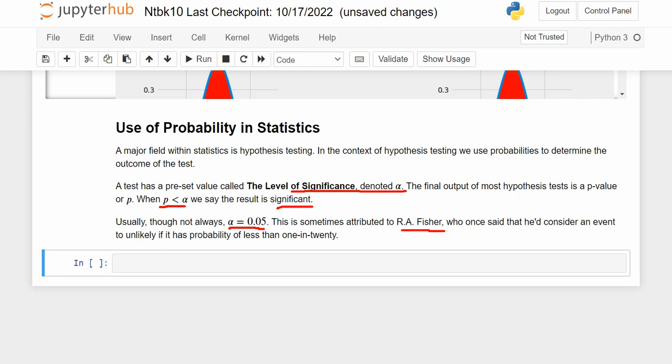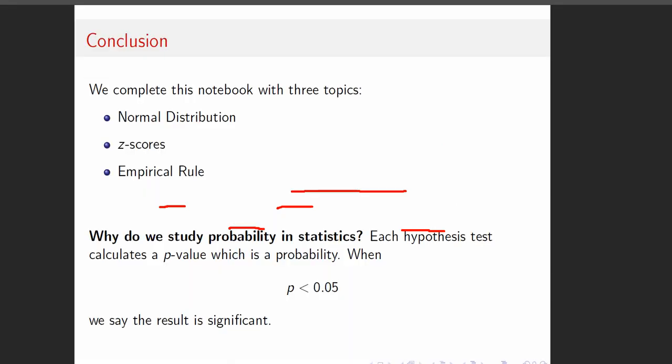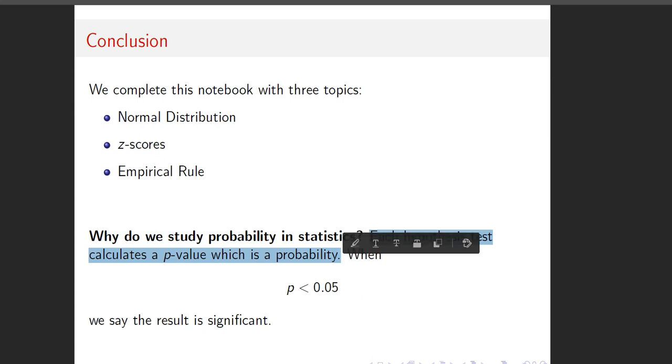Okay? So, why do we study probability and statistics? I did say this. Each hypothesis test that we conduct will calculate a p-value for us, which is a probability. And then we're going to compare this p-value to the level of significance, which is almost always 0.05. Right? And so that will set us up for what we need to start looking at hypothesis testing next.